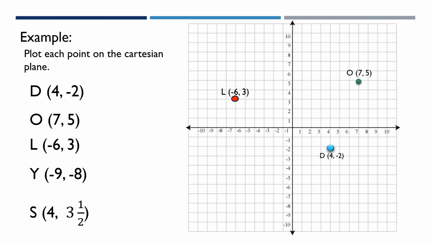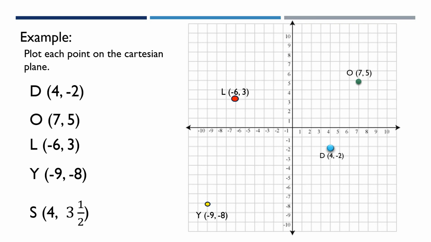Then next point is, we have point Y. So starting from the origin, then moving 9 units to the left, then 8 units downward, and that is point Y with the coordinates negative 9, negative 8.